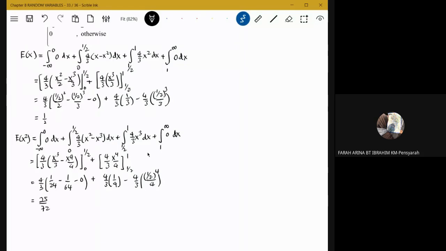Okay, but then that's not the question yet. Question asks for the variance. So we have to substitute into the formula of variance, EX square minus the EX, the whole thing square. So we're gonna have 25 over 72 minus half square. So we end up with 7 over 72.